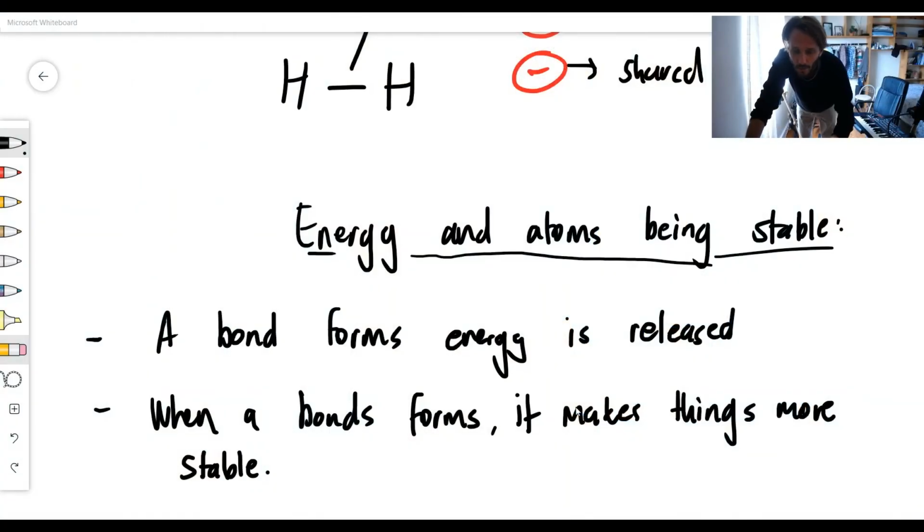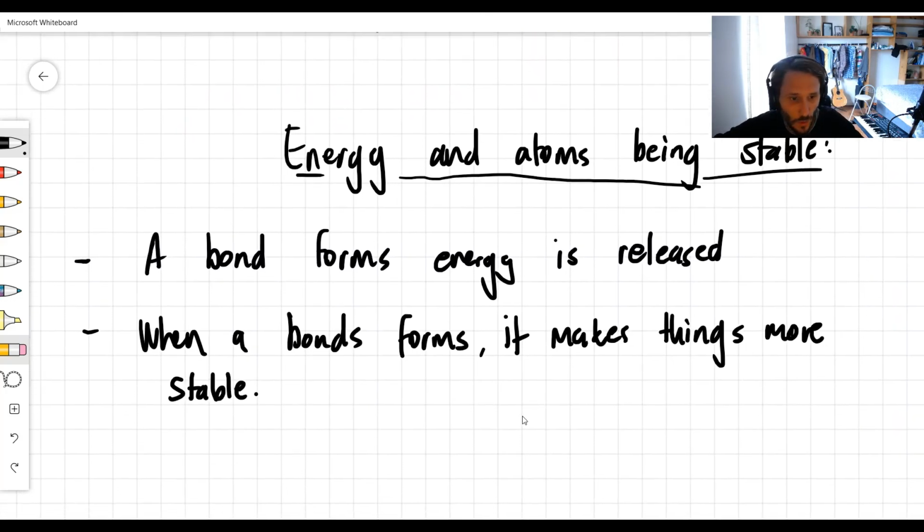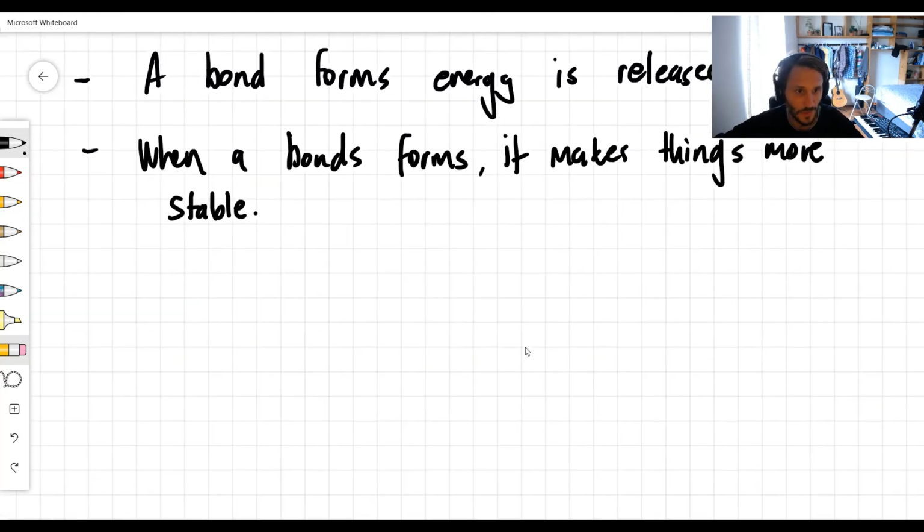Let's go and have a look at this in our whiteboards. Okay, so when a bond forms, it makes things more stable. Excellent.